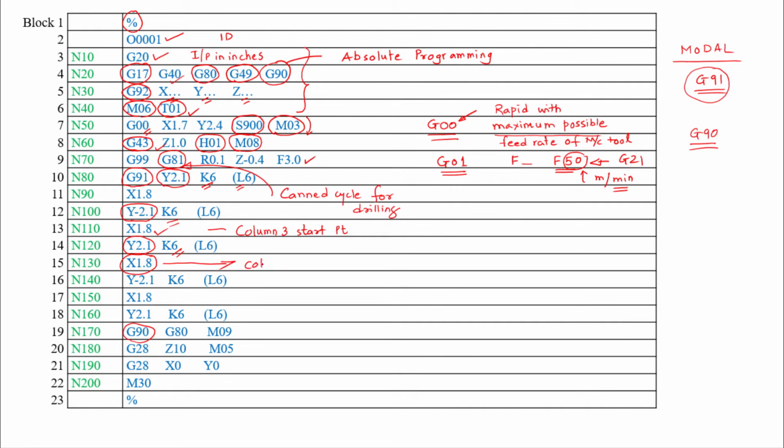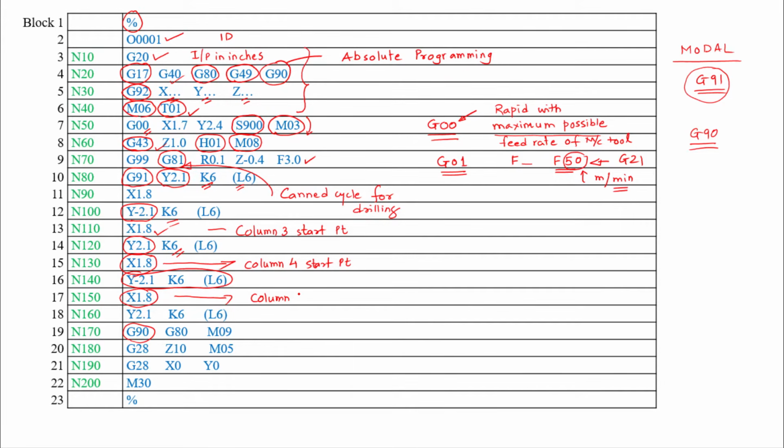So this is the column 4 start point. So after the drilling hole, we have to complete the column 4 drilling. Y minus 2.1 in downward direction, negative y direction, number of holes to be drilled are 6. Then we are moving to the column 5.